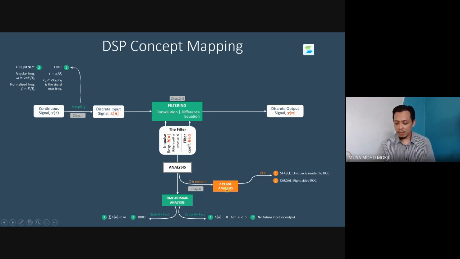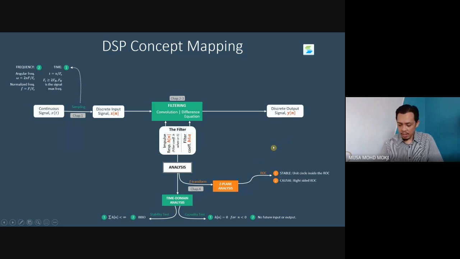Okay, and we have seen other methods on how to check stability and causality based on ROC. So we have seen how to check stability and causality on difference equation, this one. This is on difference equation, this is on impulse response, and this is on ROC, the region of convergence. For stability, the unit circle must be inside the ROC. For causality, it must be a right-sided ROC, which means the ROC must be |z| greater than something. So if you see an ROC of |z| greater than, then it is causal. Other than that, it's not causal.